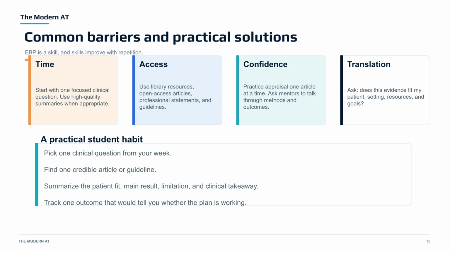The solution is not to become perfect overnight. Start small. Choose one clinical question from your week. Find one credible article or guideline. Identify the main finding, the main limitation, and whether it applies to your patient. Then choose one outcome to track. That habit builds EBP skill over time.